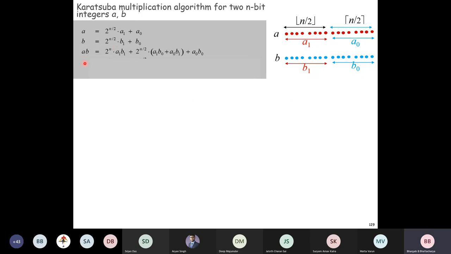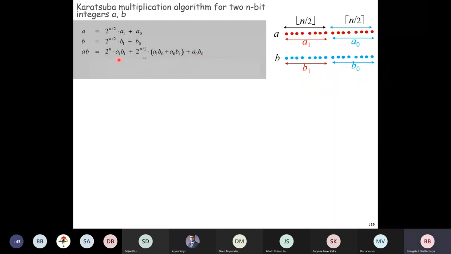Okay, so let us take the product of A and B. So you take the product of these two, and as you can see, this becomes 2 to the power n A1 times B1, and then 2 to the power n by 2 times A1 B0, also the cross product A0 B1, and finally plus A0 B0. Okay, this is simple algebra, nothing else. When you multiply the first two terms, it gives you 2 to the power n A1 B1, and the other terms are like this.